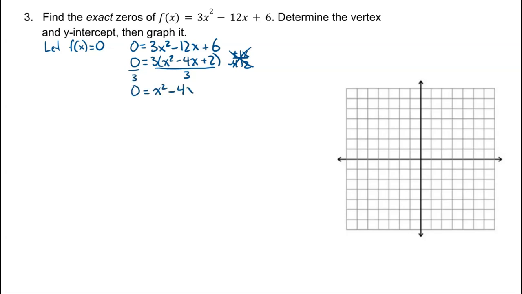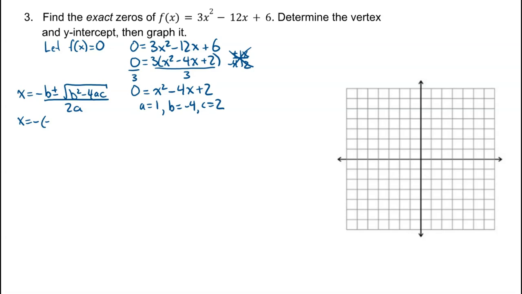And so I'm just dividing by 3 just so that we can clearly see the a, b, and c values. And so the quadratic formula is x equals negative b plus or minus the square root of b squared minus 4ac all over 2a. So the a value is 1, that's the coefficient of the x squared. The b value is negative 4, the coefficient of the x, and the c value is 2.